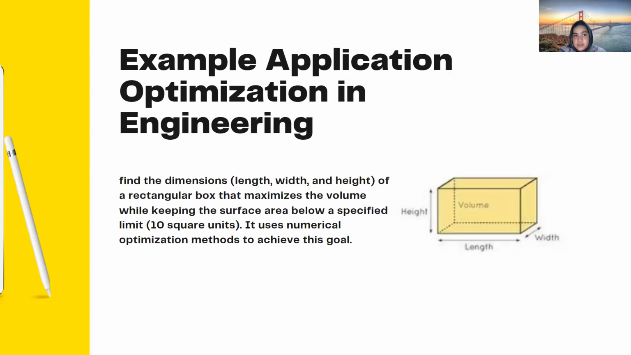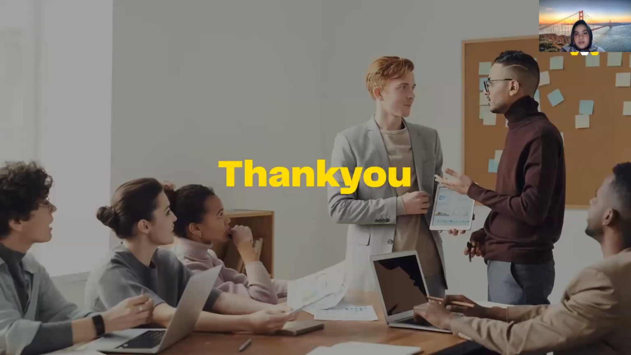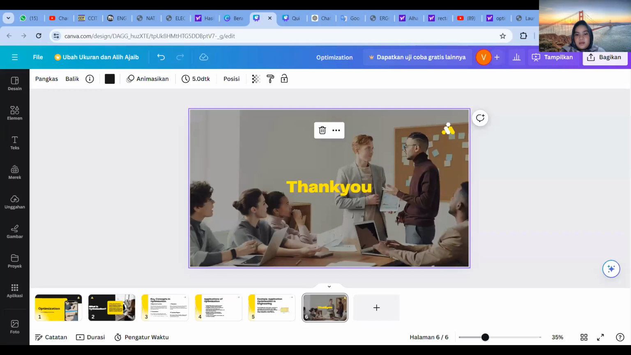I want to give an example application of optimization in engineering. We need to find the dimensions, length, width, and height, of a rectangular box that maximizes the volume while keeping the surface area below a specified limit of 10 square units. It uses a numerical optimization method to achieve this goal. So I will give you an example, a Python code to optimize this problem.